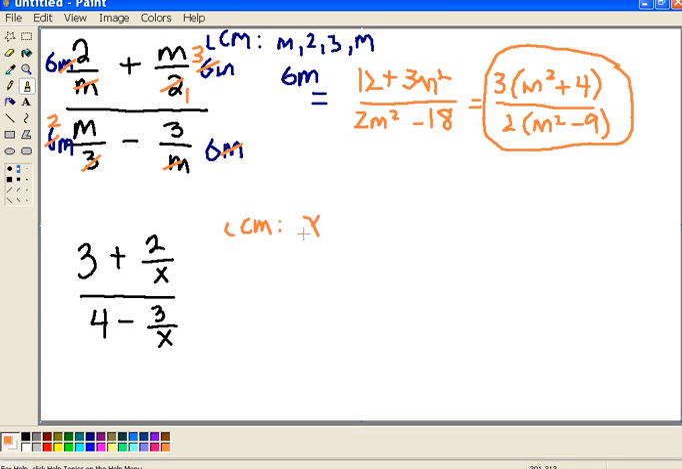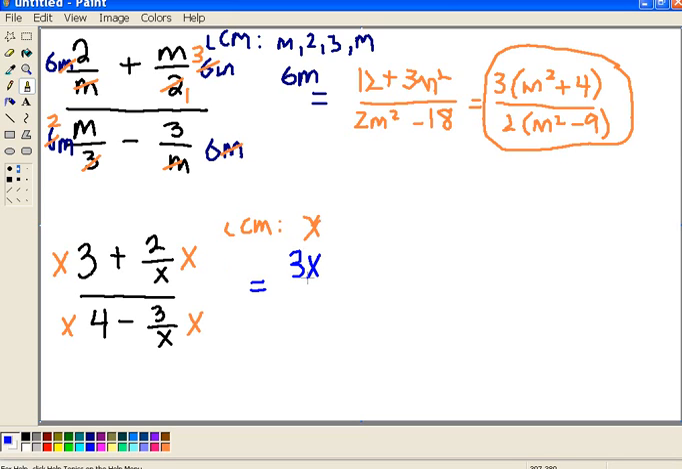So in order to simplify this, I'm just going to multiply every single term by x. Okay? The important point is not to forget about just your numbers. Even though they don't have denominators, you still have to multiply them by the LCM. If you don't, you will get it wrong. Okay, so now I have 3 times x. That becomes 3x. And once again, if I do this right, my denominators should go away.